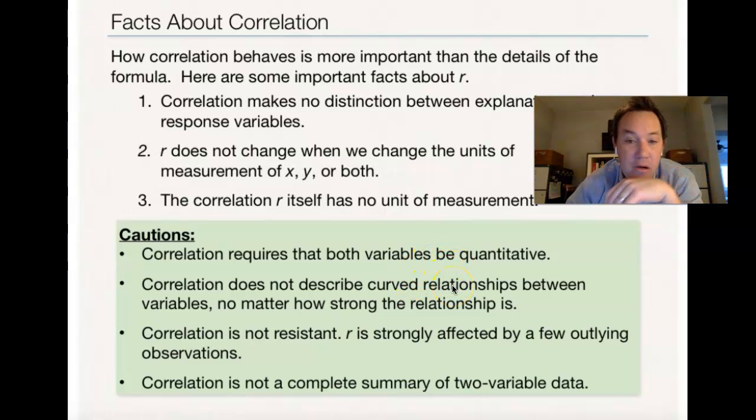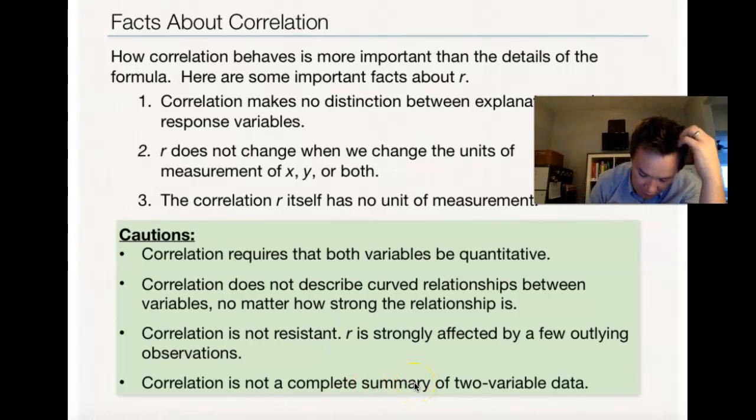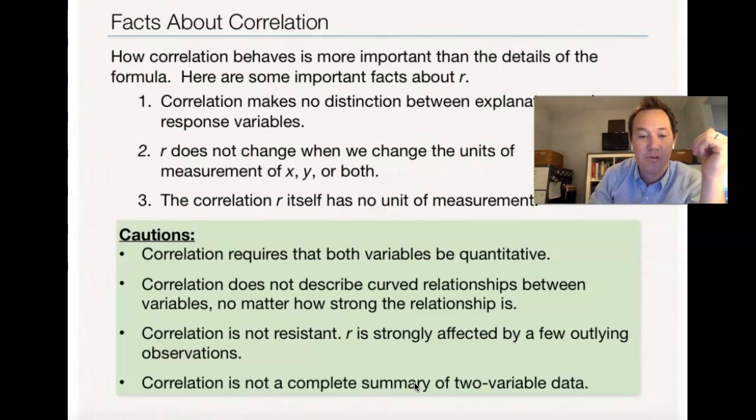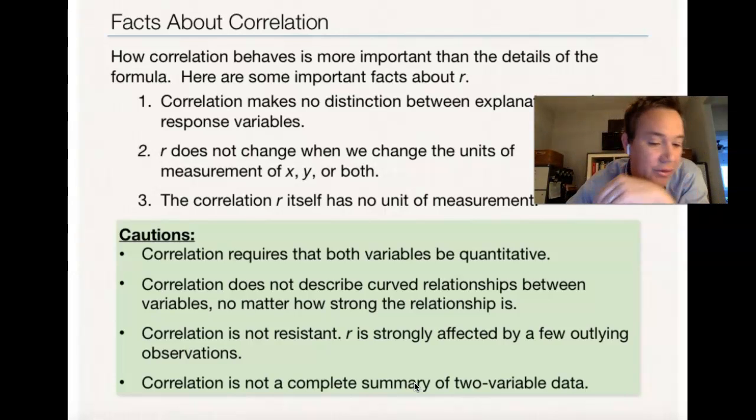It doesn't describe curved relationships, and it is not resistant. So R is going to be strongly affected by outlying observations, and we'll talk about the ways that can happen. It's also not a good complete summary of two variable data. So just like we talked about with one variable data, you want to look at a graph, you want summary statistics as well, and you want a description of the relationship, okay? So we need all of those things. Correlation is just a descriptive statistic of the relationship, but we would also want to plot the data on top of that.